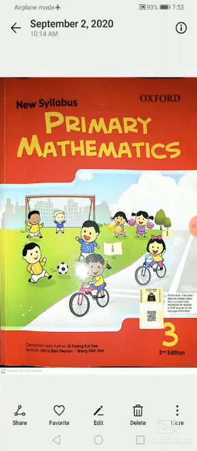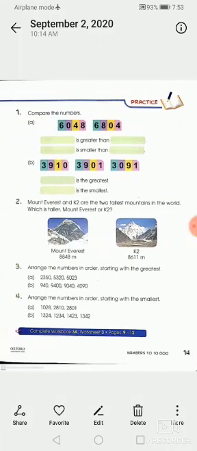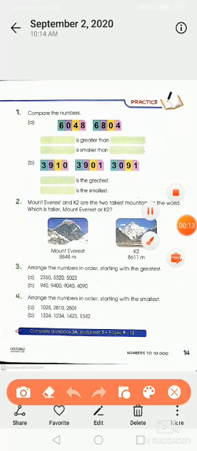This is your New Syllabus Primary Mathematics book. Kindly open page number 14. On this page, question number 1 is to compare the numbers. Two numbers are given: 6,048 and the second one, 6,804. We are comparing these two numbers to see which one is greater and which one is smaller.